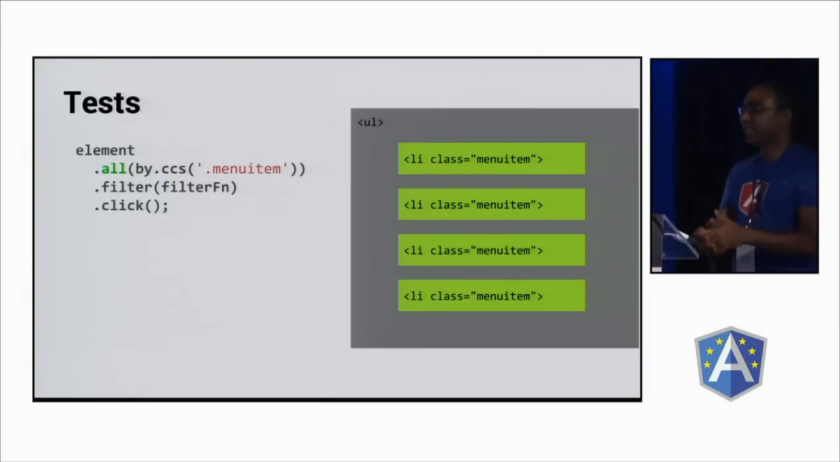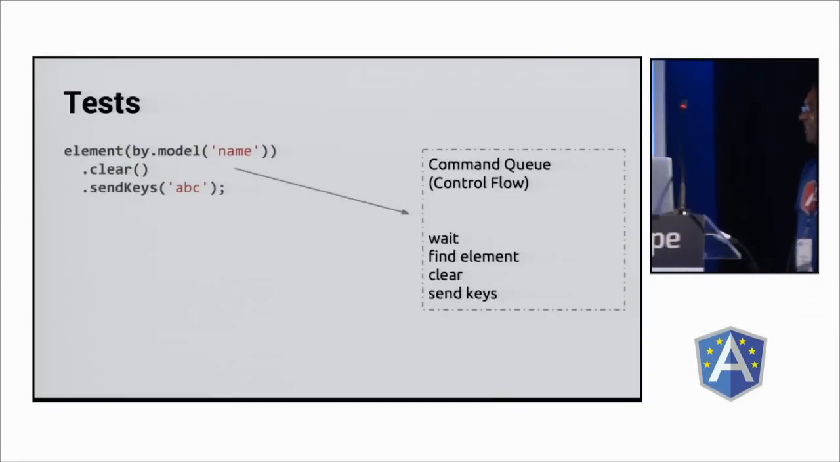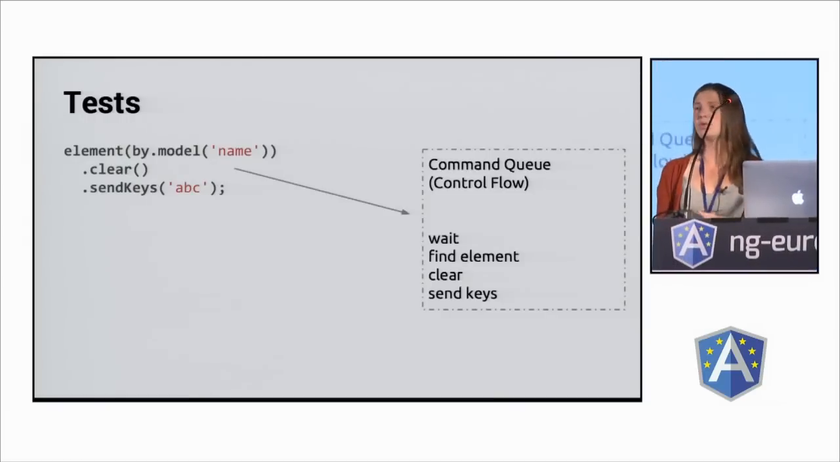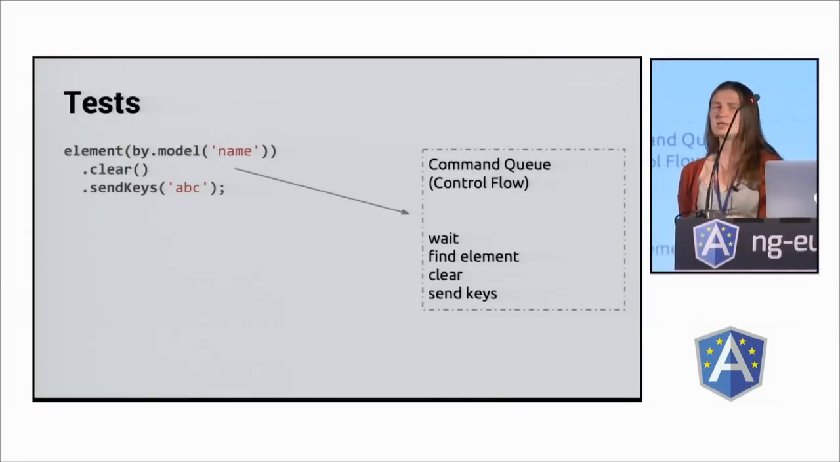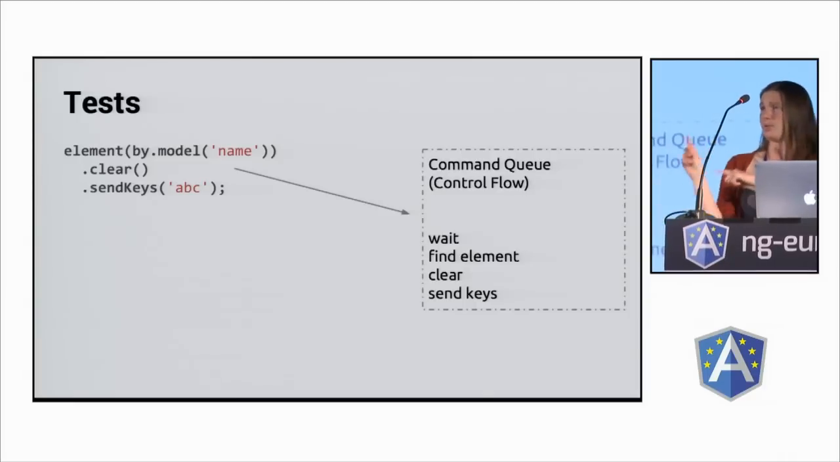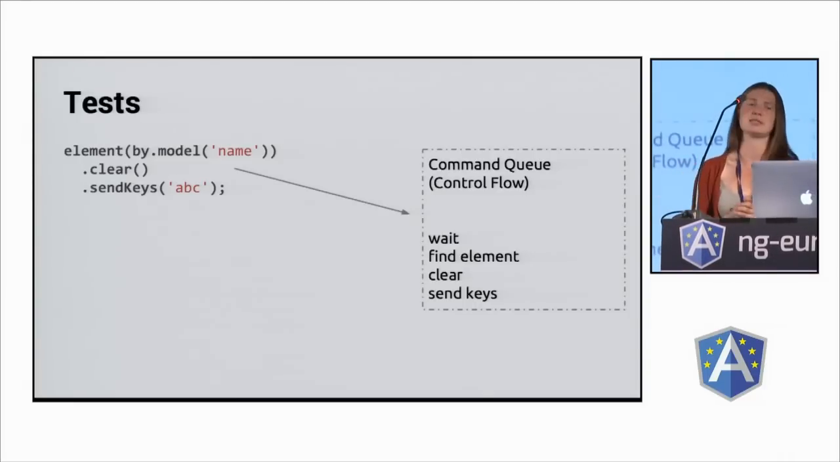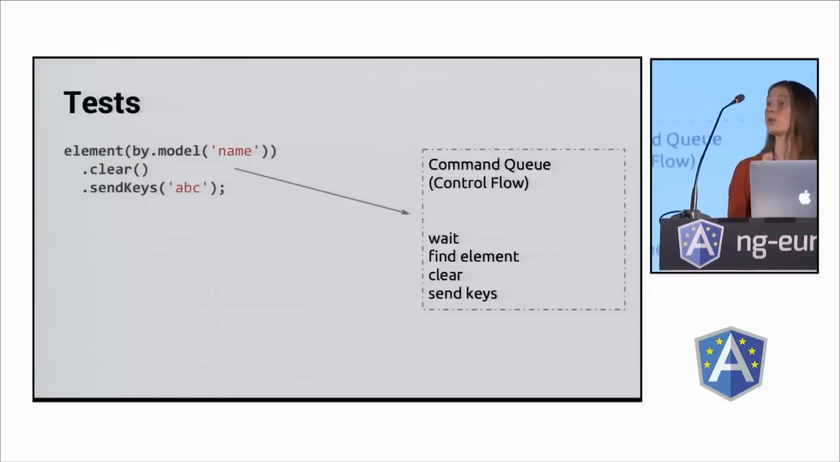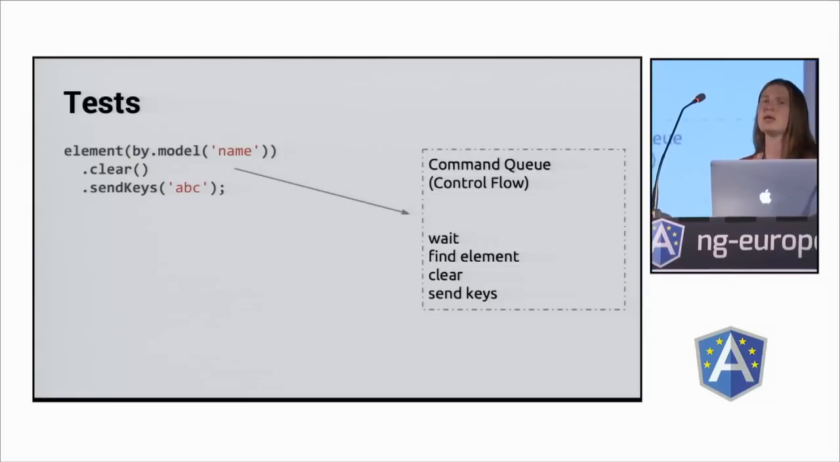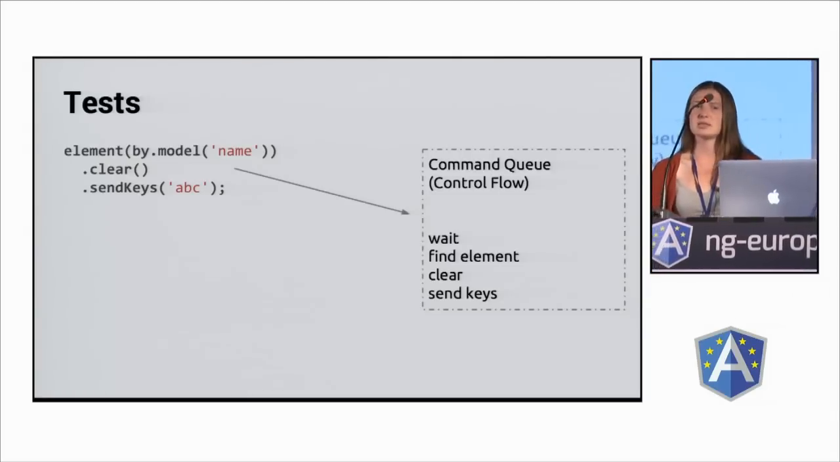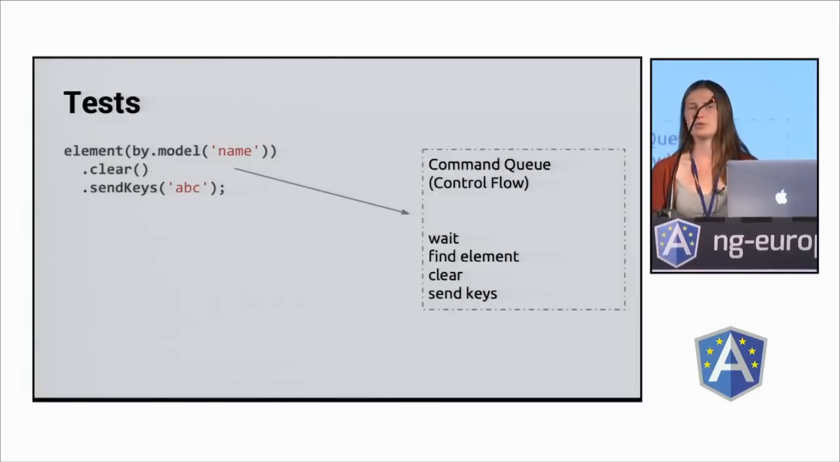How does it do its magic? So behind the scenes, what this is doing is queuing up a bunch of asynchronous actions. So everything that we actually do has to go over that WebDriver wire protocol and do something on the browser and wait for a response. So this is all asynchronous and all working in promises behind the scenes. But Protractor has this command queue, which we call the control flow.